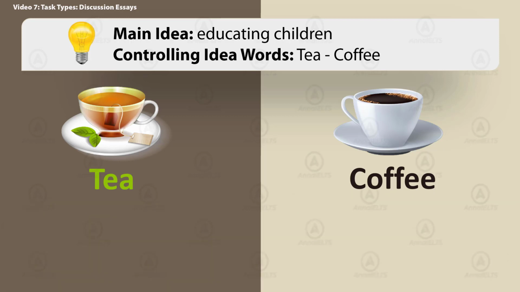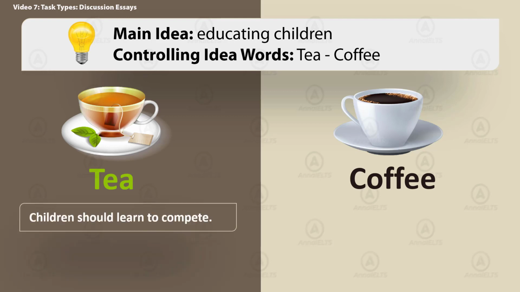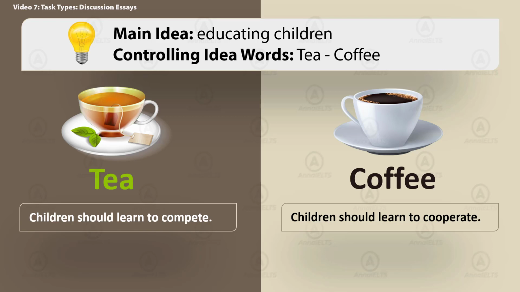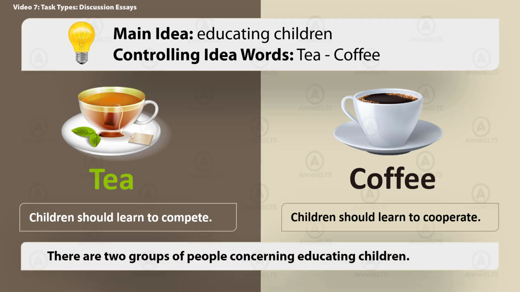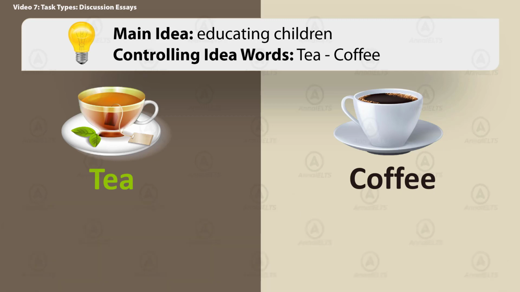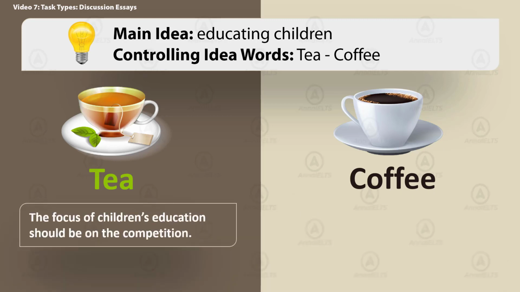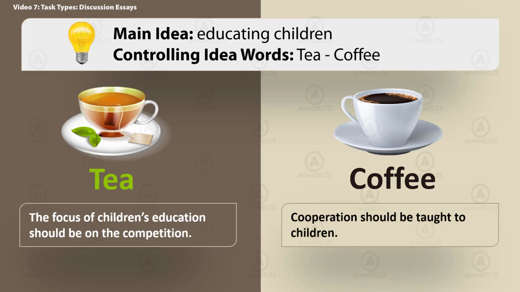In this example, there is one main idea which talks about educating children. Two opinions have been shared. The first one, T, argues that children should learn to compete, while the second one, Coffee, argues that children should learn to cooperate. It means that there are two groups of people concerning educating children. One group believes that the focus of children's education should be on the competition. In contrast, others believe that cooperation should be taught to children.